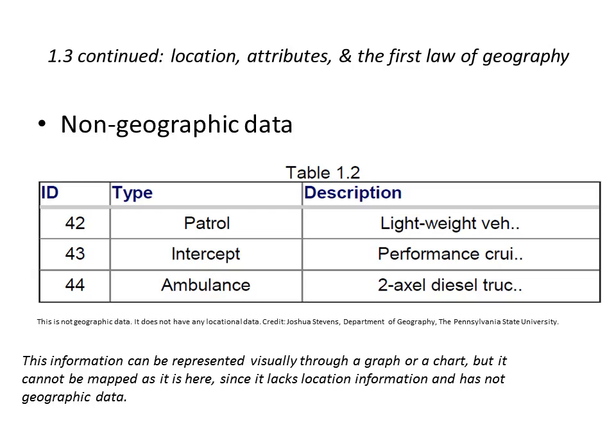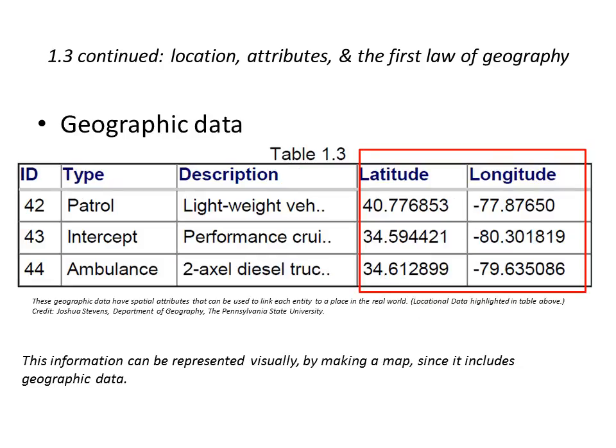So here's an example of non-geographic data. This information can be represented visually through a graph or a chart, but it cannot be mapped as it is here since it lacks location information and does not have geographic data. So for example, the ID is the incident number or the number for the particular row in this case, most likely. Type is, in this case, related to some kind of emergency response, patrol, interceptor, ambulance, and description is just a description of what was involved. There's nothing in that can be mapped.